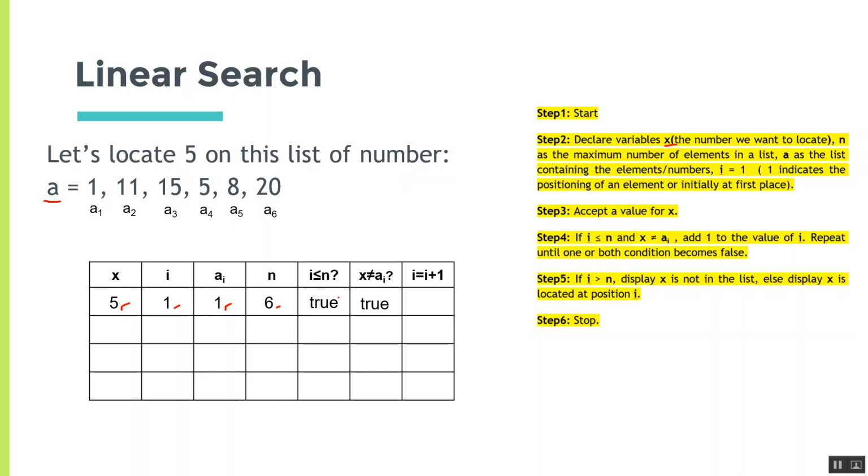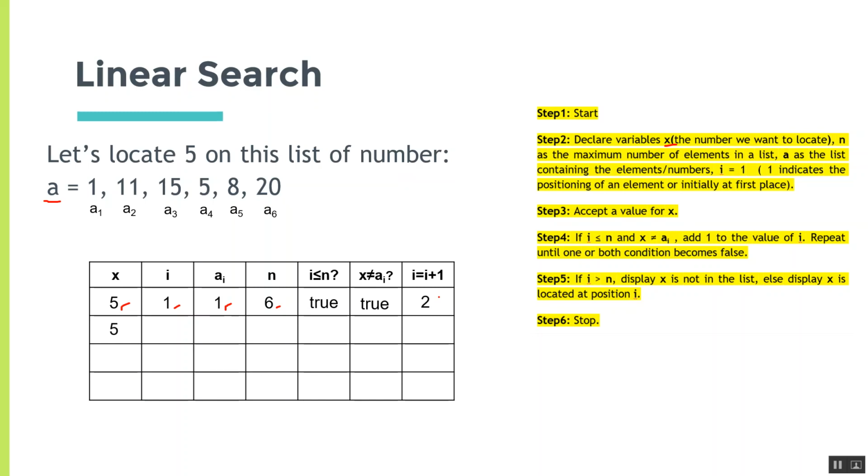If that's the case, we have to add 1 to i. Okay? So that's step 4, class. We check if i is less than or equal to n. This is true. And x is not equal to a sub i. This is also true. If that's the case, we have to add 1 to the value of i, and then repeat until one or both conditions become false. Okay. So i equals i plus 1. Since i is 1 plus 1, that's 2. Okay? So going back to x, we have to repeat the process.